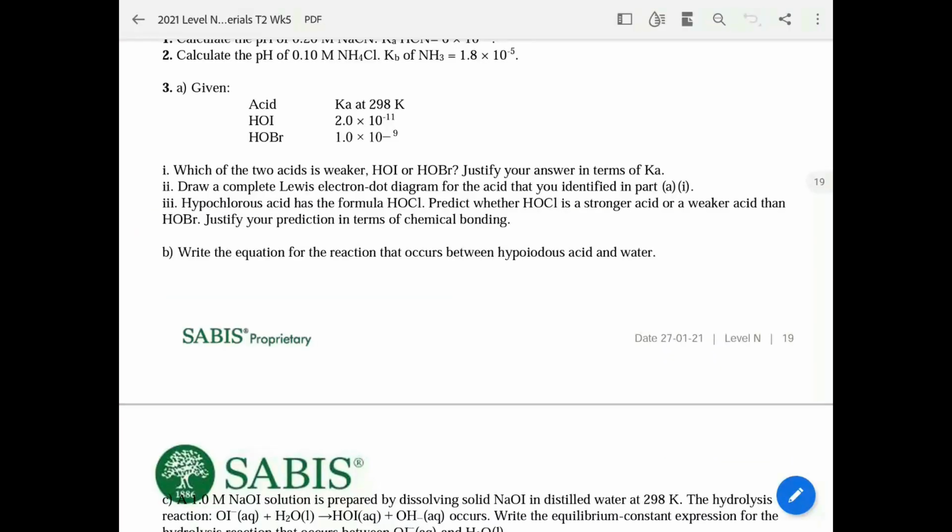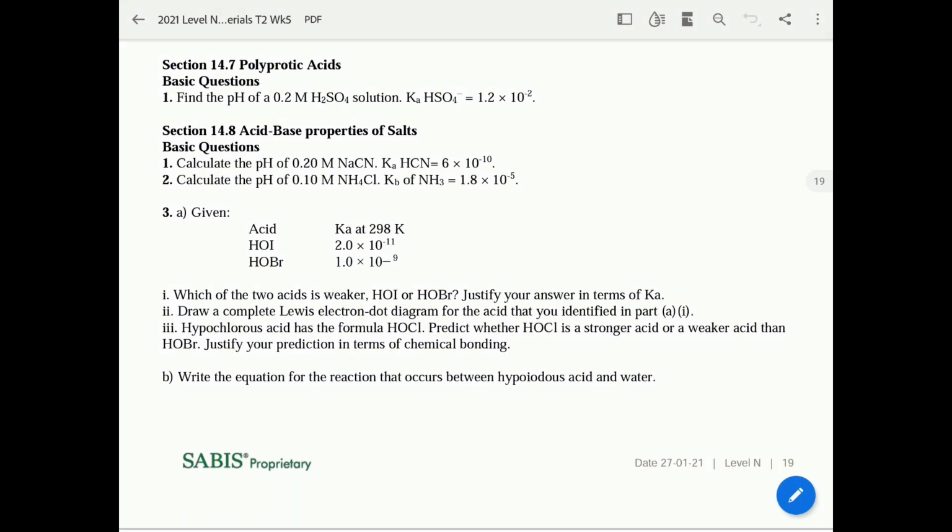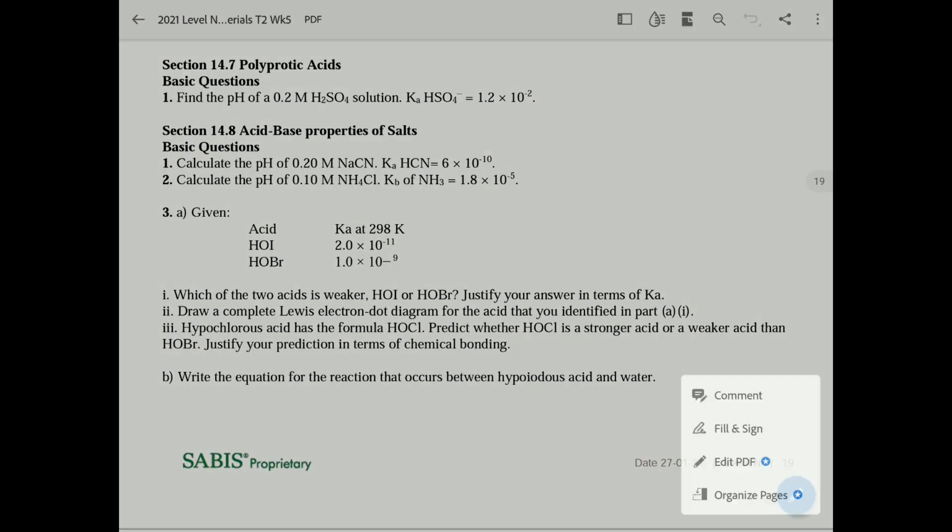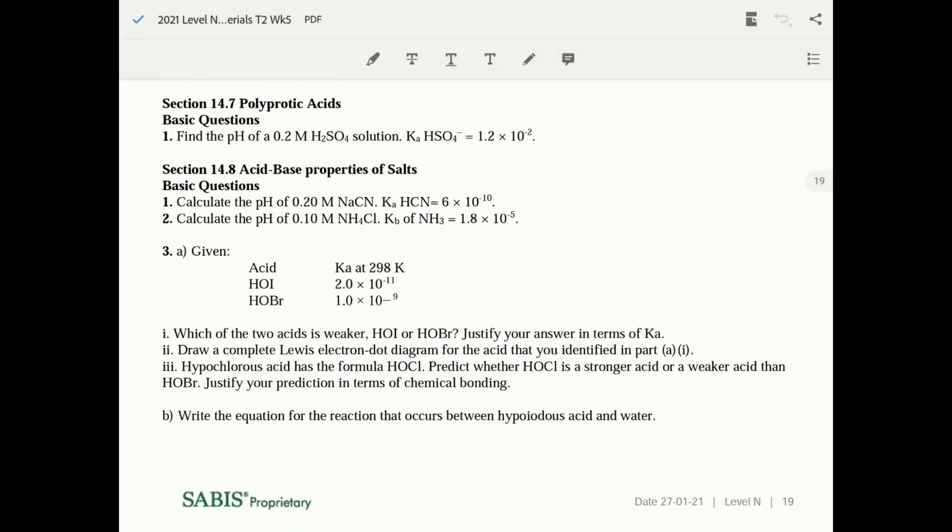Let's start with question 3 of section 14.8. In question 3, we are given the Ka of two acids, HOI and HOBr, and they're asking us which is weaker, HOI or HOBr, and we have to justify using Ka as our explanation. I'll give you a few seconds and then we'll check.